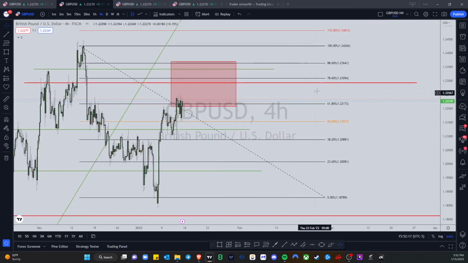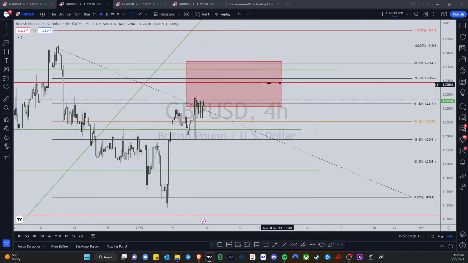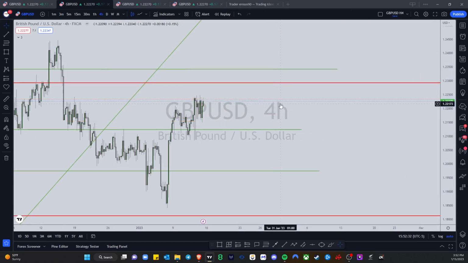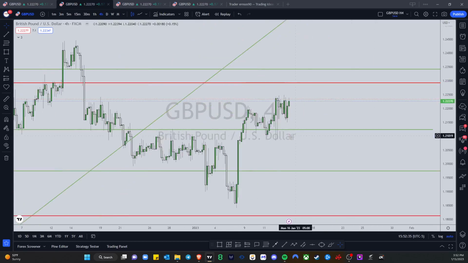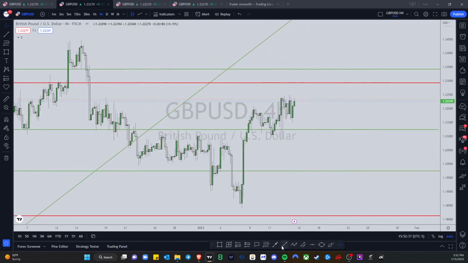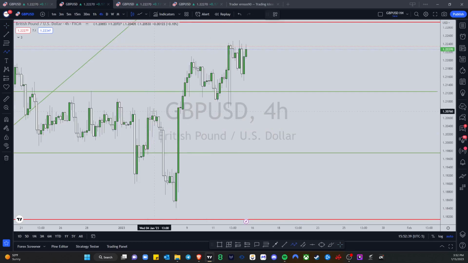The reason why I don't like keeping my fibs on there is because it feels a little bit too crowded for me. So 78.6 is where I'm looking for a sell right here. So H4 is still doing this bullish move, you know what I'm saying? Still doing some bullish move right here, and I'm on market for y'all. Take the whole thing right here. Still doing some bullish moves.